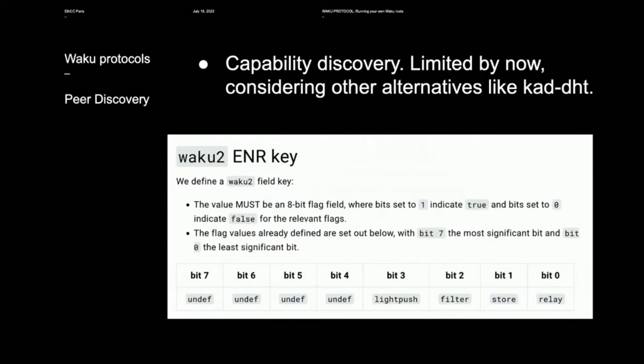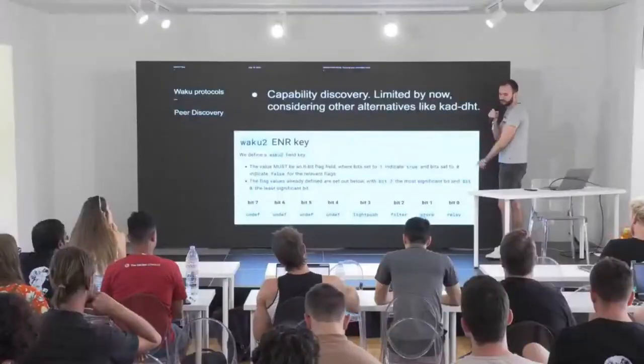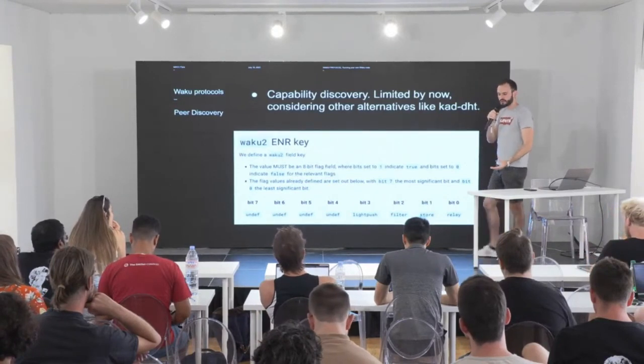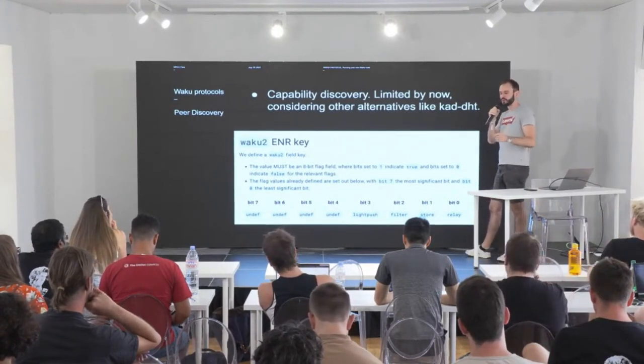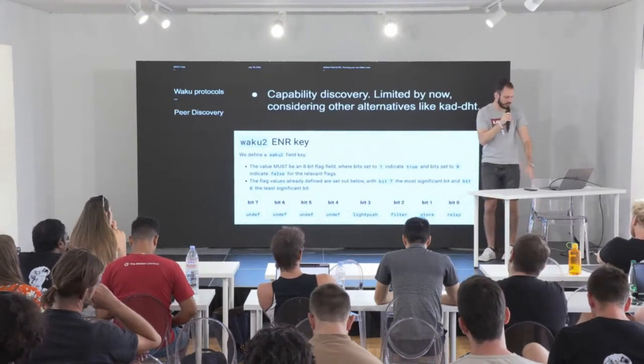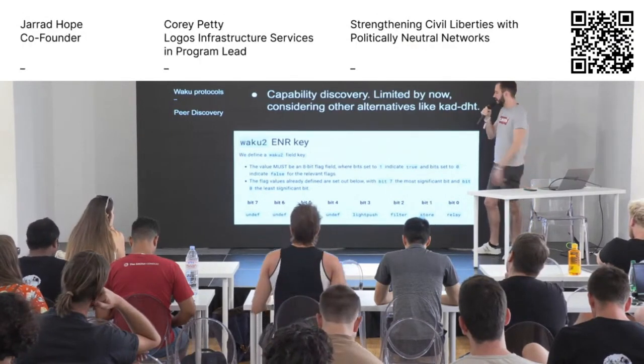In this ENR record, we have different bits, or flags, right? We have relay, we have store, we have filter, and we have light push. These four are not implemented right now. So what does it mean? If you are running relay, then you will have true or one in this field, and you will advertise to other nodes that you support this protocol. So if, for example, you want to retrieve messages from a store node, then you will start discovering peers in the network, and you will look for the store field, which tells you that the node runs store. We are also considering other discovery protocols like Kademlia DHT.